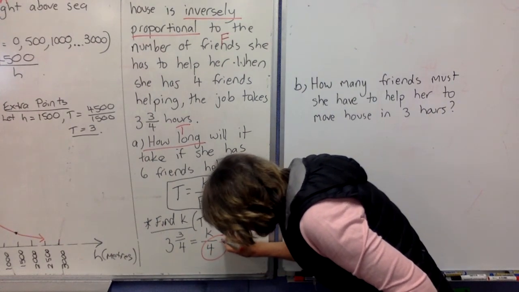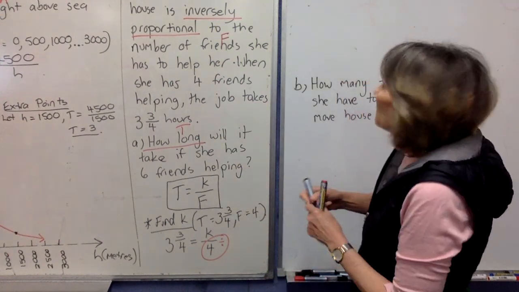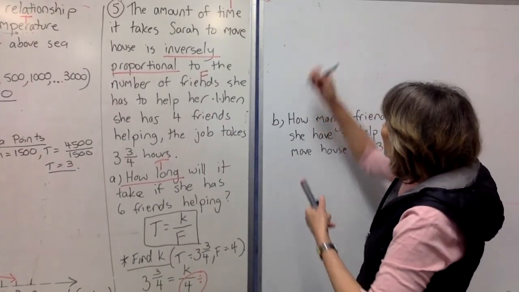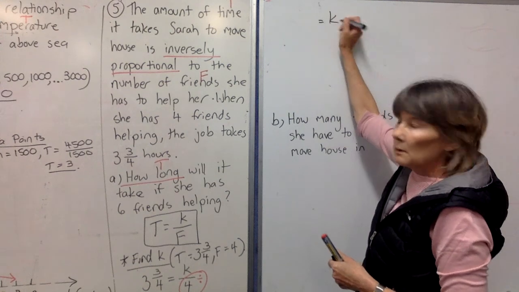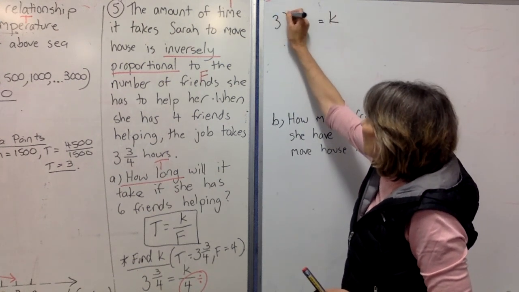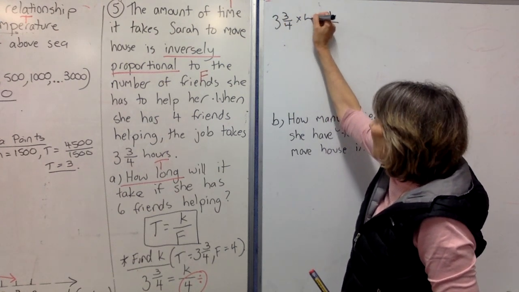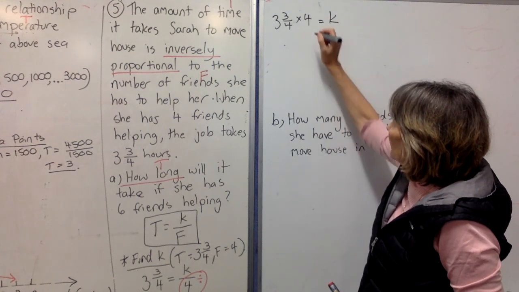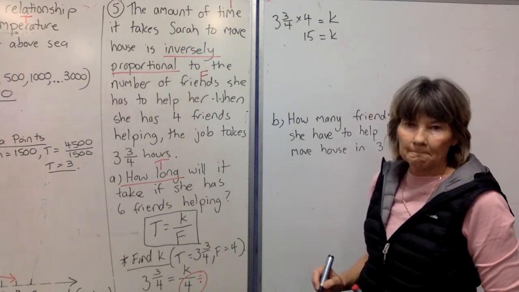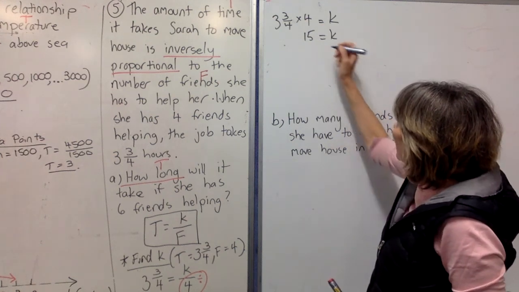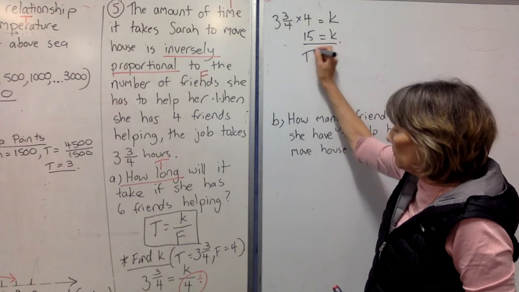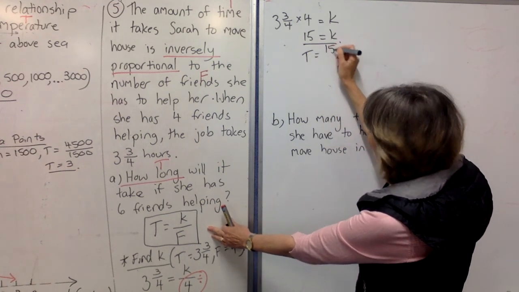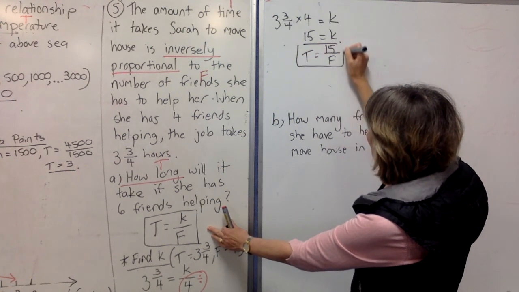So we're going to get rid of the 4. So the opposite of dividing by 4 is timesing by 4. So we'll come over here, put down K on the right, 3 3/4, we're going to do times by 4. And if you do that, you're going to get 15. Okay? All right, now, once you get your K value, you've got to put it back into this equation.